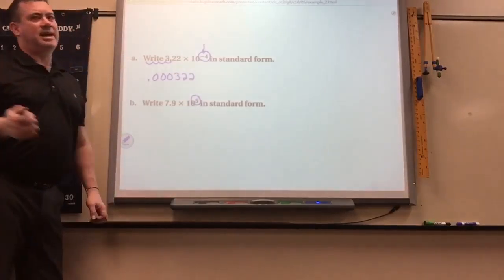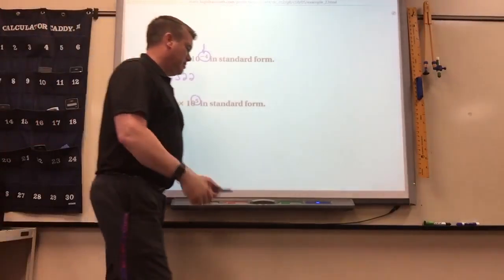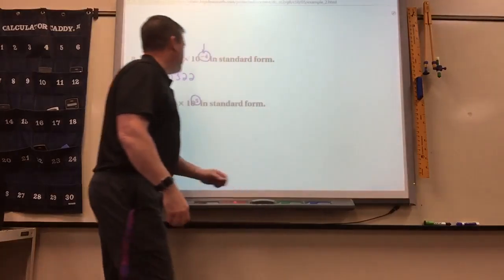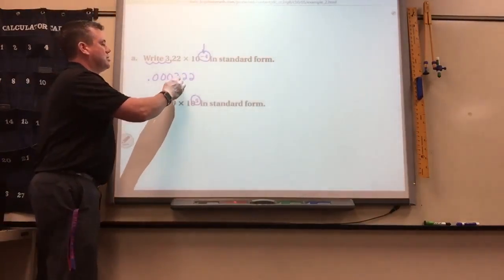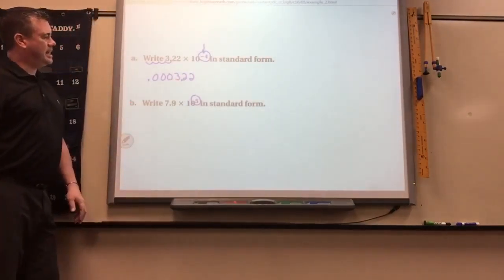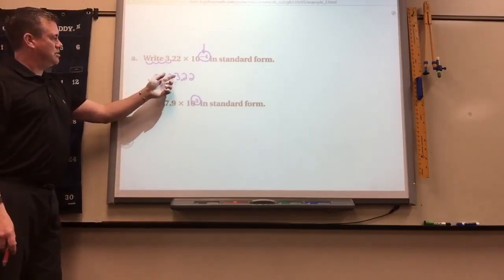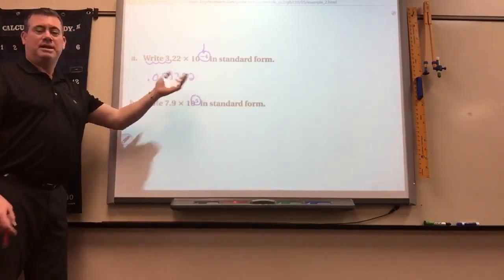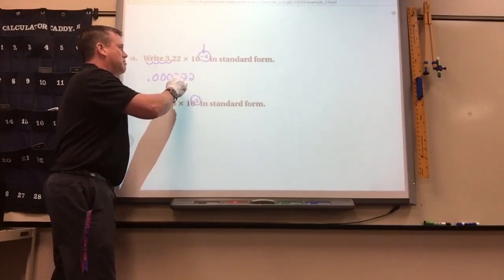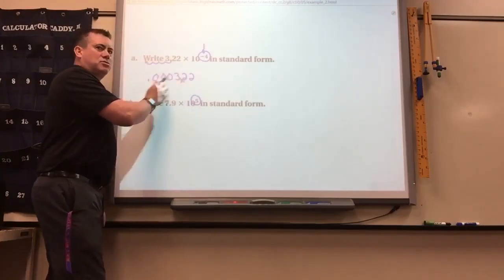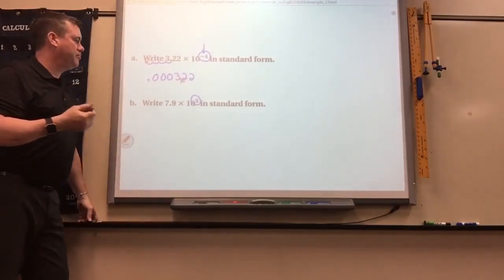Now, here's a mistake that a lot of people make. I've never been able to figure out why. They'll do this, but then they'll write it like that: 0.0003.22. The decimal's no longer there. It's been moved from here to here. So don't put 2 decimals in there.